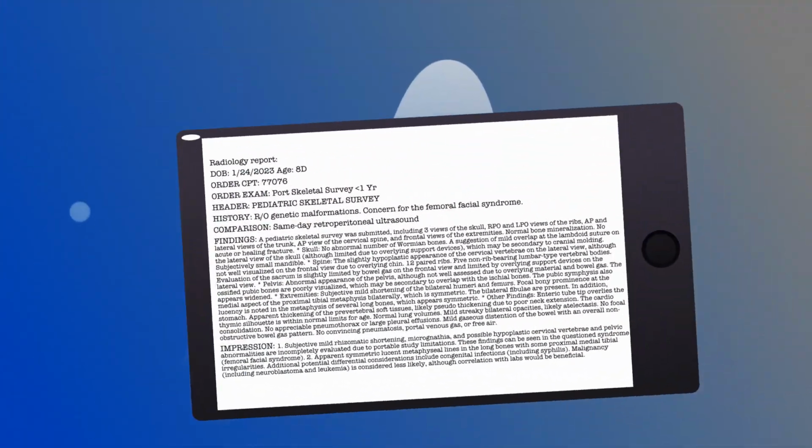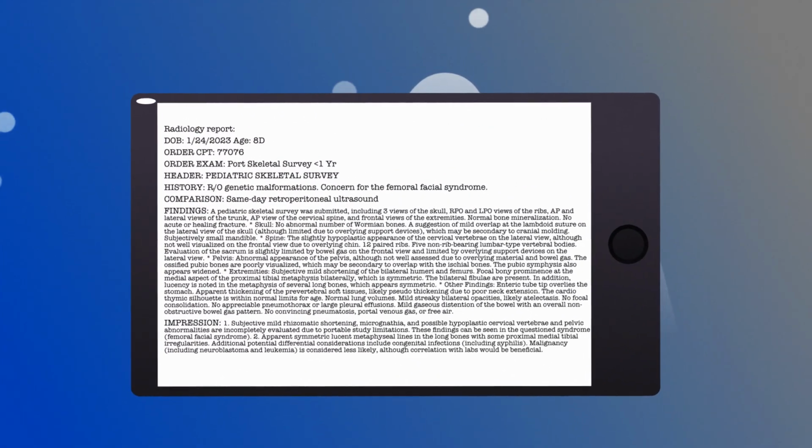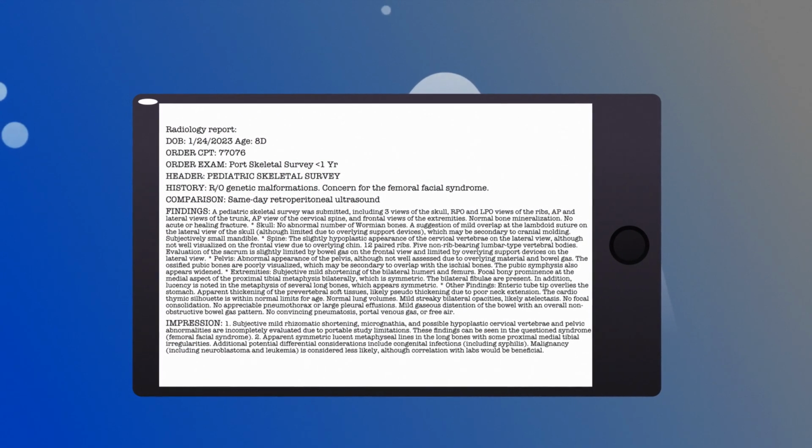12 paired ribs, 5 non-rib-bearing lumbar-type vertebral bodies. Evaluation of the sacrum is slightly limited by bowel gas on the frontal view and limited by overlying support devices on the lateral view. Pelvis, abnormal appearance of the pelvis, although not well assessed due to overlying material and bowel gas. The ossified pubic bones are poorly visualized, which may be secondary to overlap with the ischial bones. The pubic symphysis also appears widened.